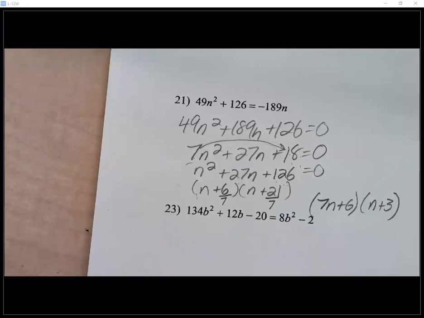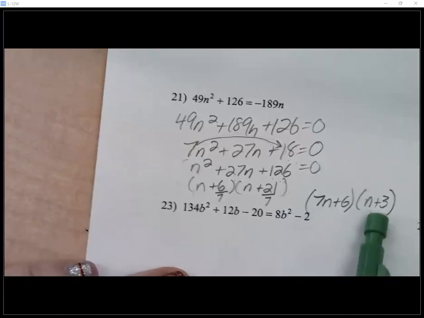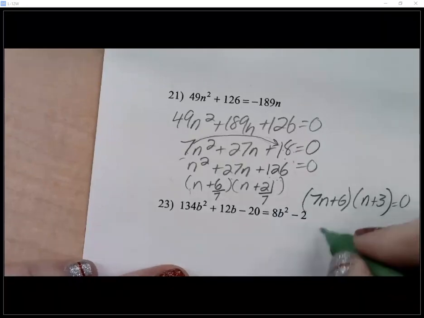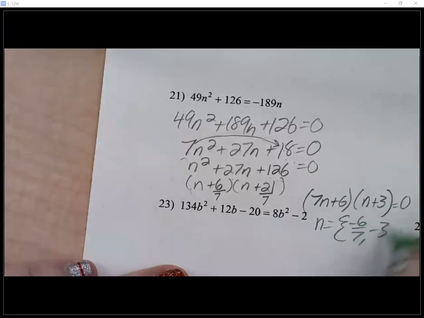Anyway, however you factored this, you should get here. And then I just set each one equal to 0. So hopefully you've got your two values to be -6/7 and -3. Perfect.